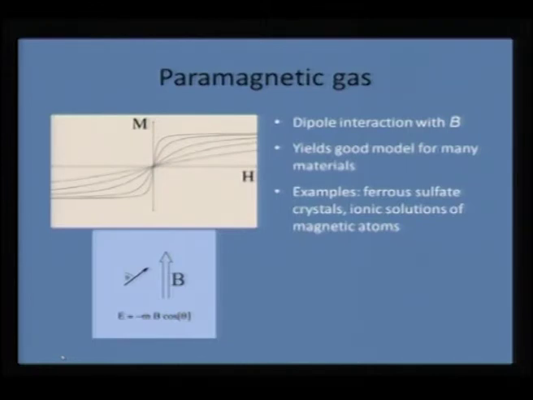For the paramagnetic gas, the interaction energy with the applied field depends on a term E equal to minus mB cos theta, where theta is the angle made between the magnetization of your paramagnetic sample and the applied field axis. So if you can overcome this factor, then the interaction energy will be maximum. The dipole interaction with B will determine whether you can get a net magnetic moment. Examples of such paramagnetic species are ferrosulfate crystals and ionic solutions of magnetic moments. Usually they display this paramagnetic behavior.